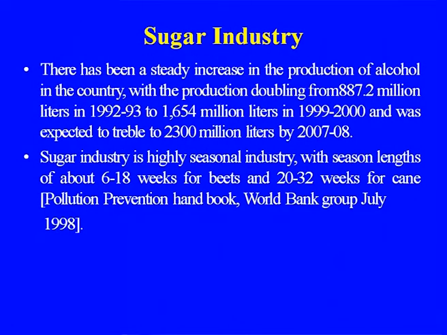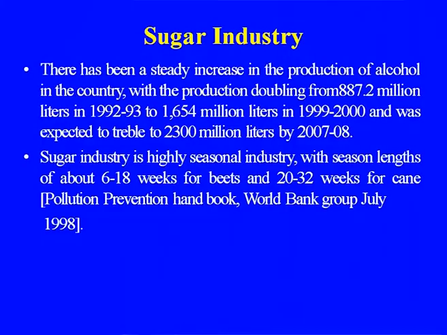There has been a steady increase in the production of alcohol in the country, with production doubling from 887.2 million liters in 1992-93 to 1654 million liters in 1999-2000, and it was expected to reach 2300 million liters by 2000. The data was not available, so the current production is more than this.